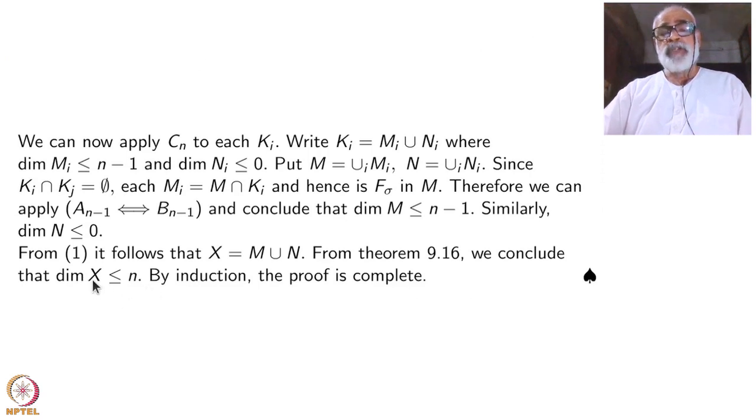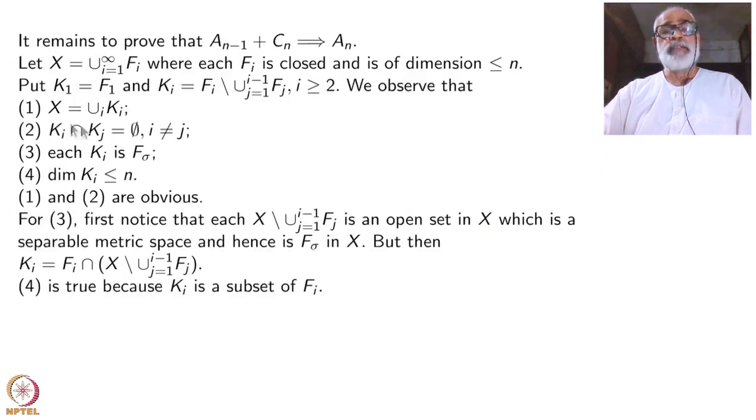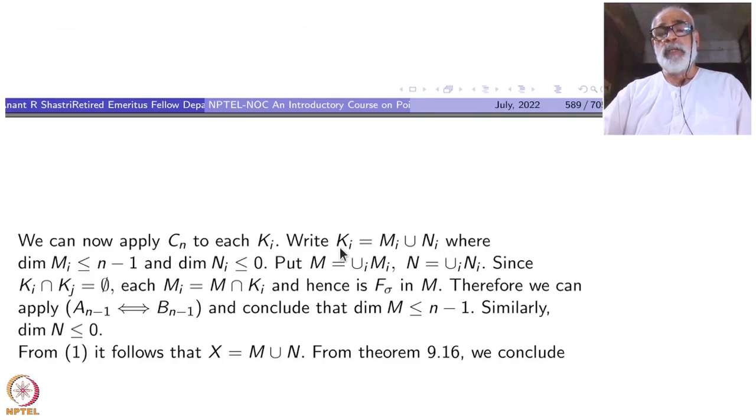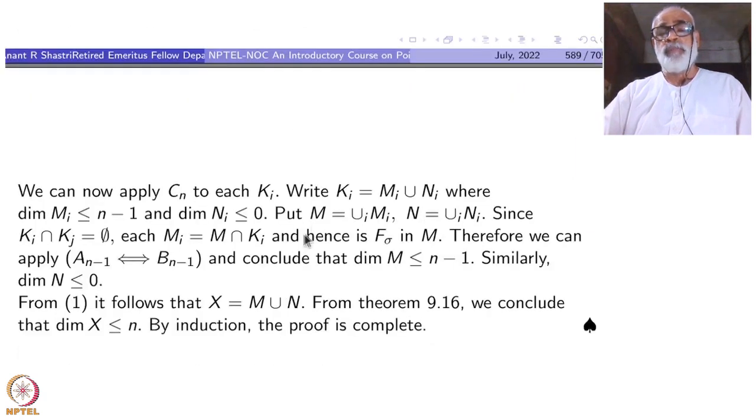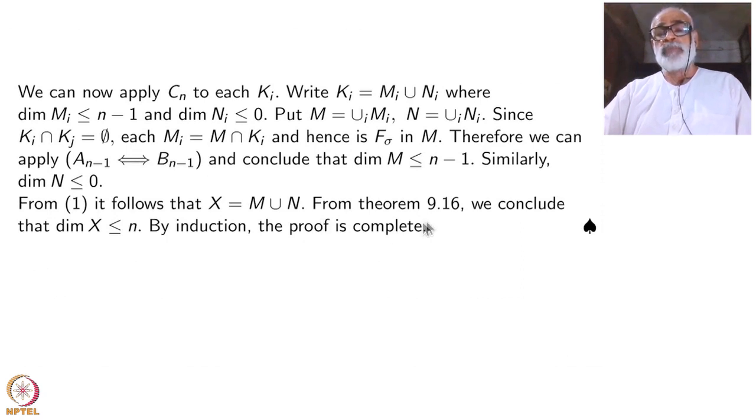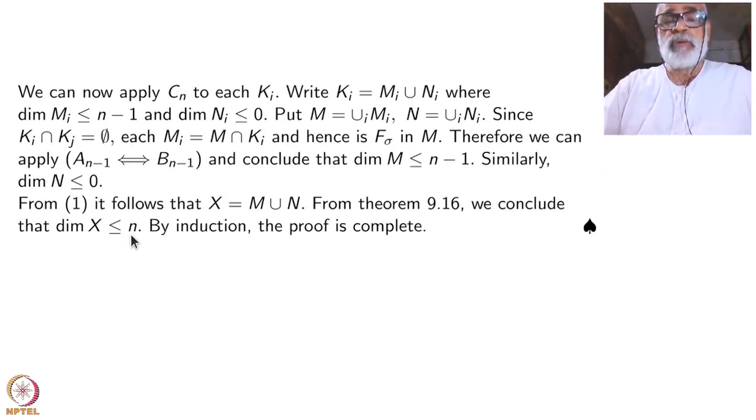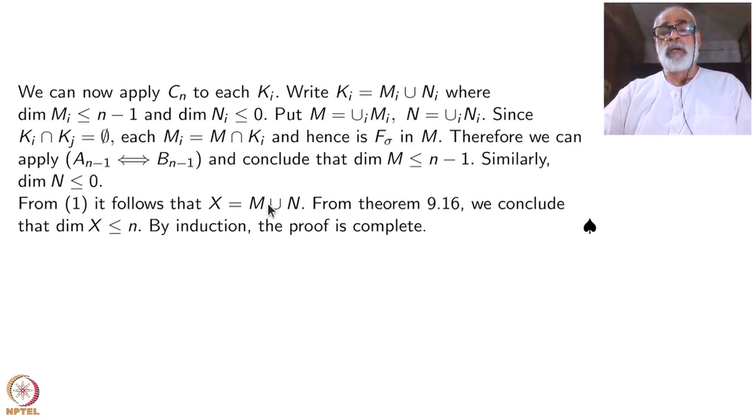From 1, it follows that X is M union N. What is 1? X is the union of Ki's. Each Ki is written like this. The union of Ki will be Mi union Ni, which is M union N. That's all. From the earlier theorem, 9.16, we conclude that the dimension of X is less than or equal to n. Okay. So the inductive proof is completed. From the union of two things, we have proved the same thing for a countable union.